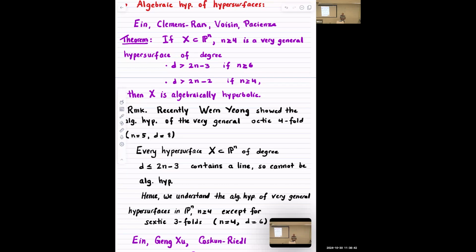Let's say it like this. If the degree is bigger than 2n minus 2, then the very general hypersurface is algebraically hyperbolic. In fact, if you make n at least 6, then you can lower it by one. If the degree is strictly bigger than 2n minus 3, then X is algebraically hyperbolic. And this is an almost sharp theorem.